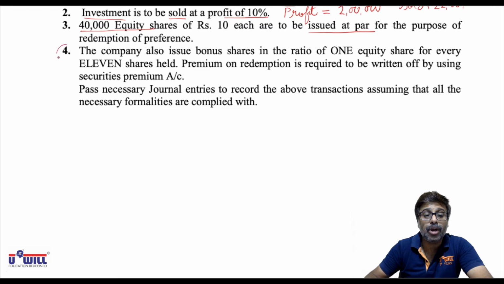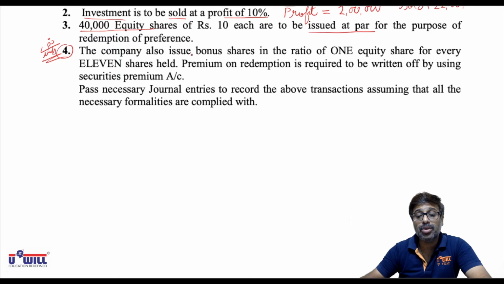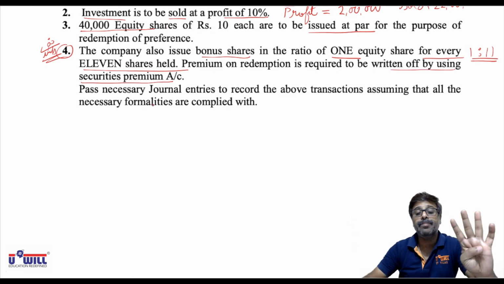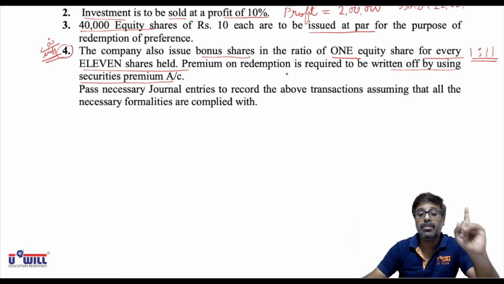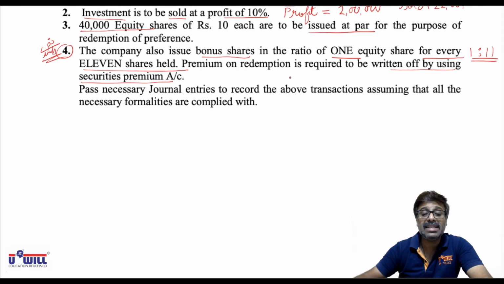Now this is a new point over here. The company also issued bonus shares in the ratio of 1 equity share for every 11 shares held, means 1 is to 11. Premium on redemption is required to be written off by using security premium account. Condition 4: premium on redemption can be written off from priority number 1 security premium, priority number 2 P&L account. But here they say premium on redemption is to be written off only from security premium account, means P&L account is not to be used for the same.